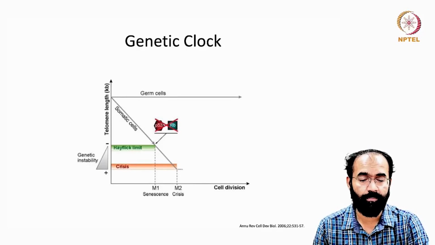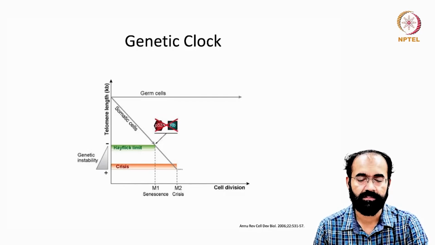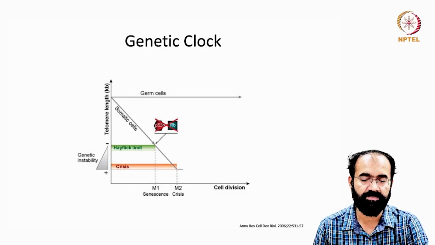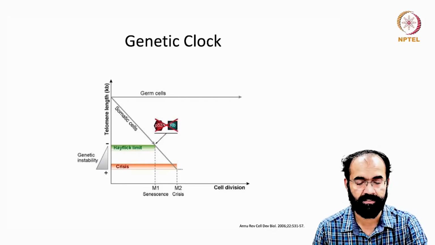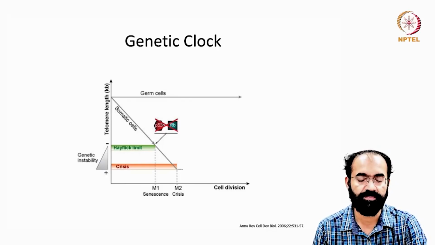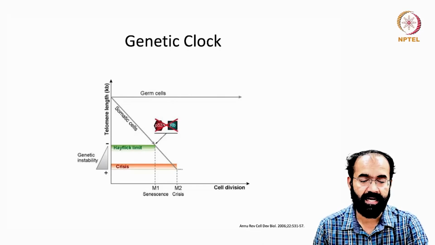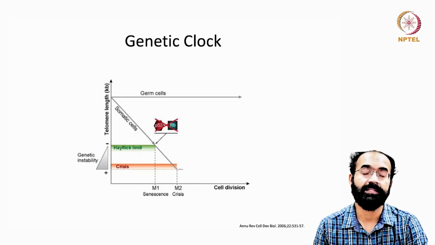Once the telomere length, starting from here, a very high telomere length, reached up to here because of cell division, that is the Hayflick limit. As the division continues further, the Hayflick limit is reached at a stage where you have M1 senescence. That is the first initiation, the first phase of senescence. And then division continues with lots of difficulty, and it reaches an M2 phase. That is called the crisis phase. In the crisis phase, you end up having genetic instability.